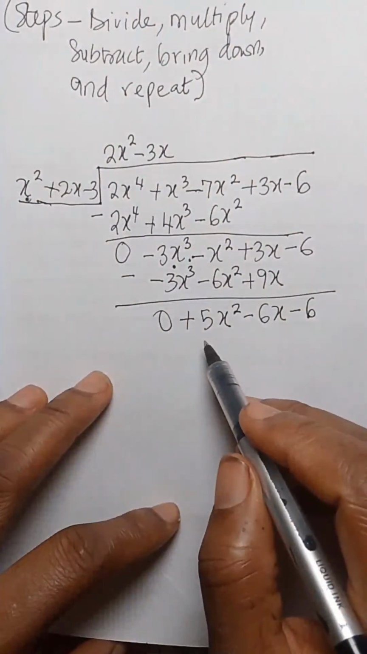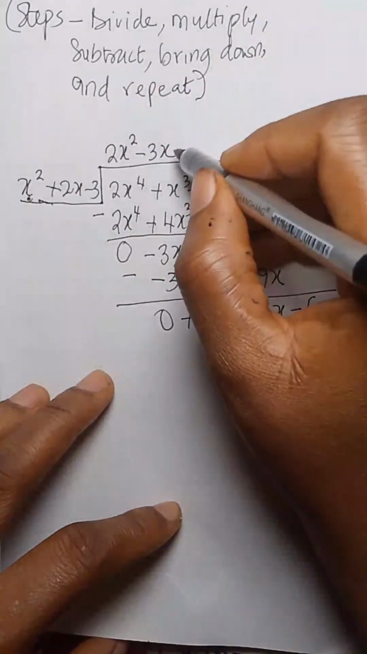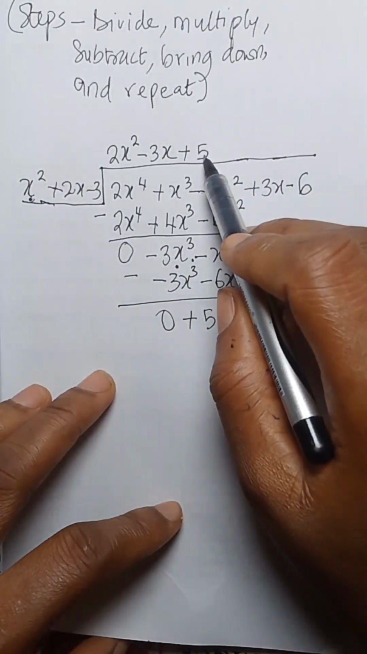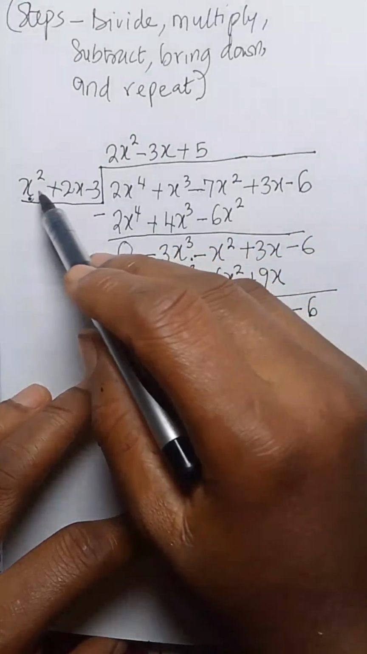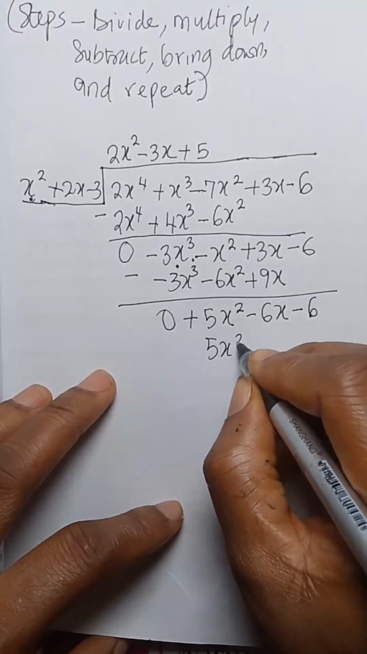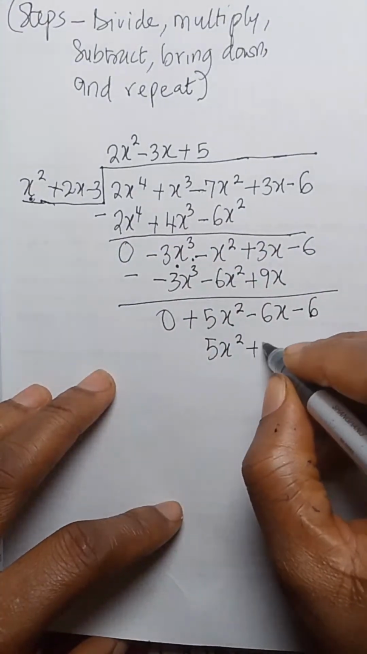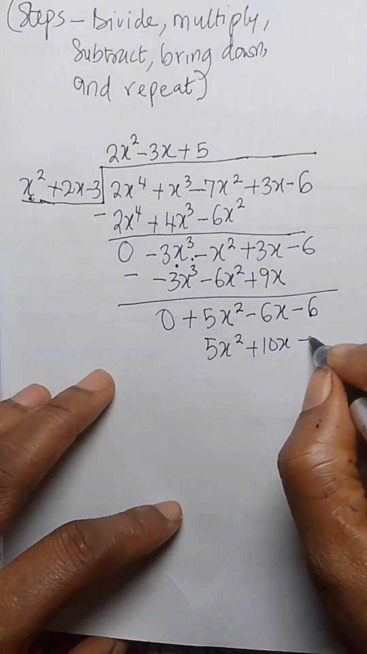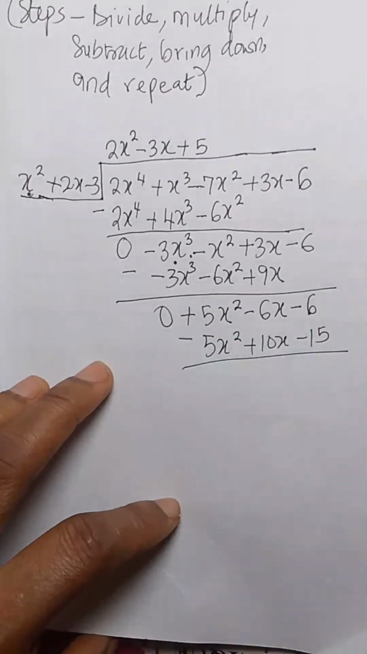So we are going to divide 5x squared by x squared to give us plus 5. Now we're going to use this plus 5 to multiply everything we have here. So 5 multiplied by x squared will give us 5x squared. 5 multiplied by 2x will give us plus 10x. 5 multiplied by minus 3 will give us minus 15. All right, and we are going to subtract again.